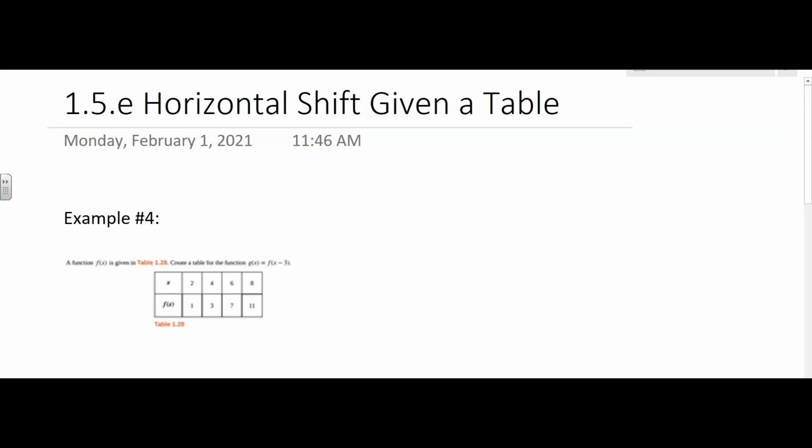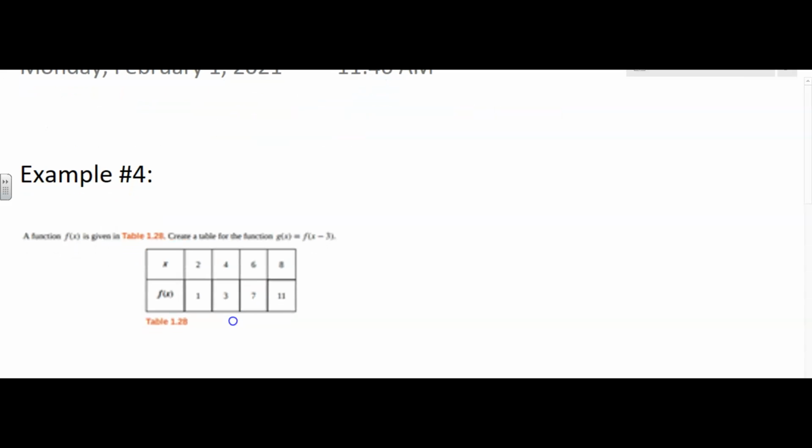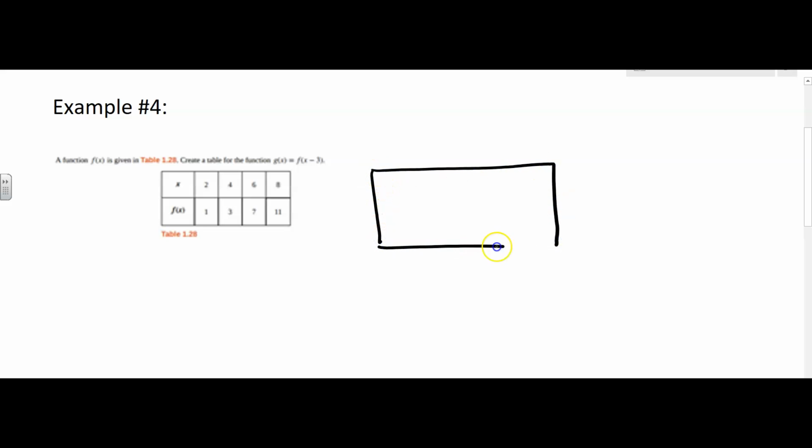So now we're going to do a horizontal shift given a table. So I'm going to make this a little bit bigger. It might be a little blurry. I try not to waste all the paper for you. All right, here comes our table.